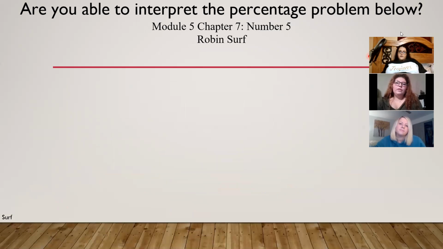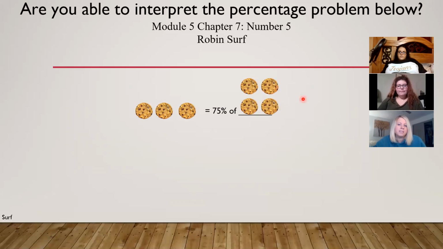Robin, are you able to interpret the percentage problem below? Okay, well, let's go ahead and look. David gave 75% of his cookies to Sam, and Sam received 3 cookies. So how many cookies did David start with? What they're asking is if Sam was given 3 cookies, how many cookies must there have been if he was given 75% of them? So we can see in the picture that 3 cookies equals 75% of what?